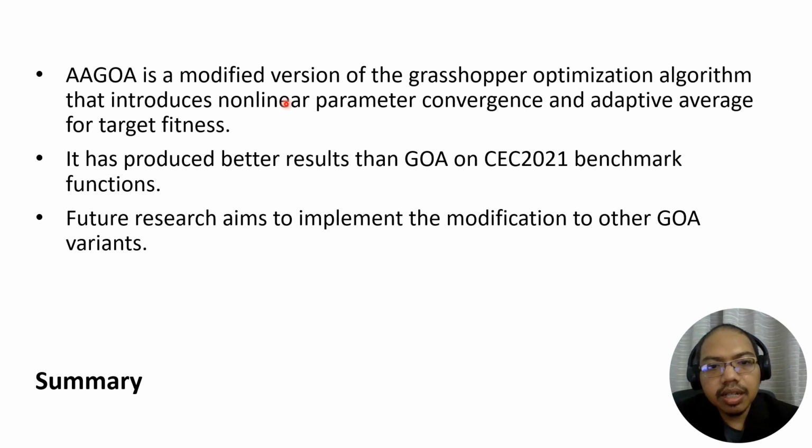So as a summary, the modified GOA, or in this case our algorithm called AAGOA, which optimizes a problem using nonlinear parameter convergence and adaptive average for target fitness, produces better results compared to GOA. For future research, we want to implement the modification in other GOA variants, hoping that this method can further increase the performance of the other GOA variants.